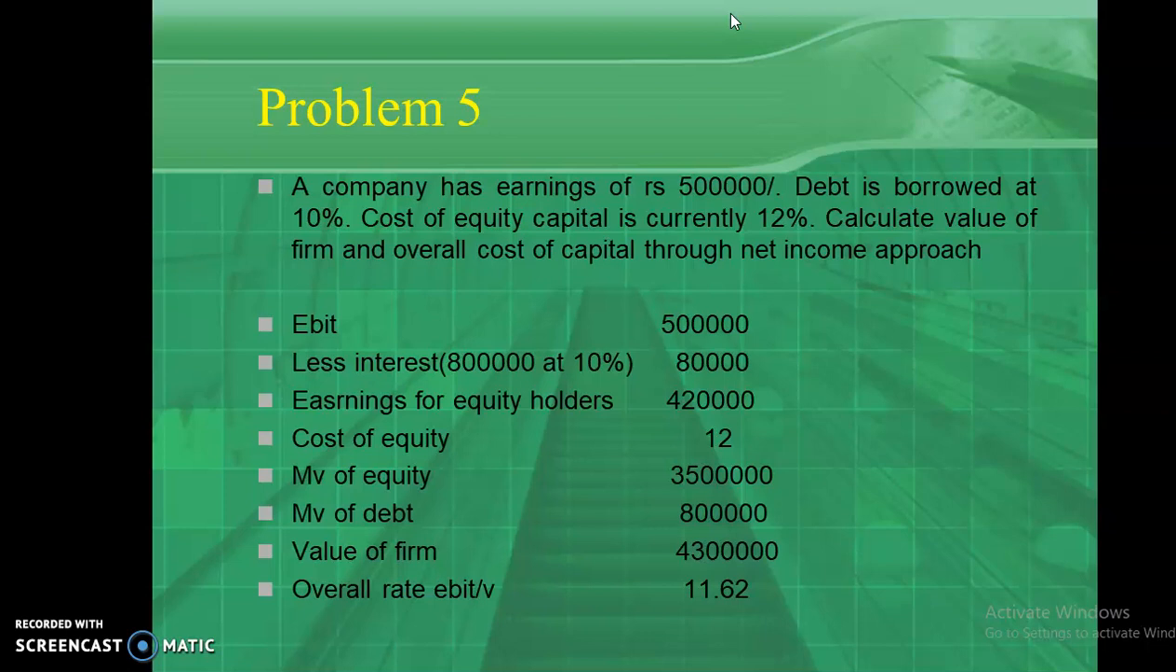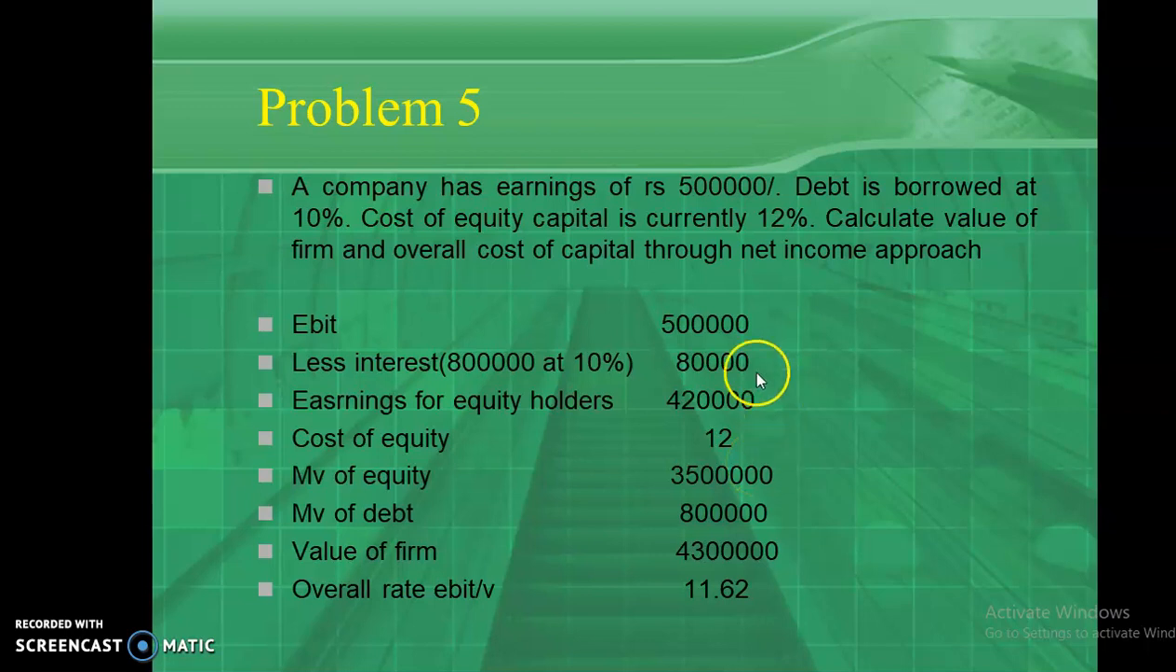What is the cost of equity? That's given directly, 12%. So what is the market value of equity? Market value of equity equals earnings available for equity shareholders divided by cost of equity, 4,20,000 divided by 0.12. You will get 35 lakh rupees. That's the market value of equity, 35 lakh rupees.